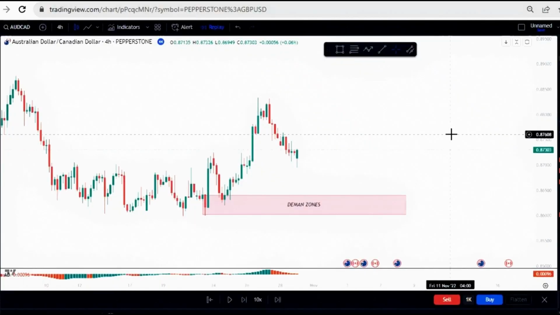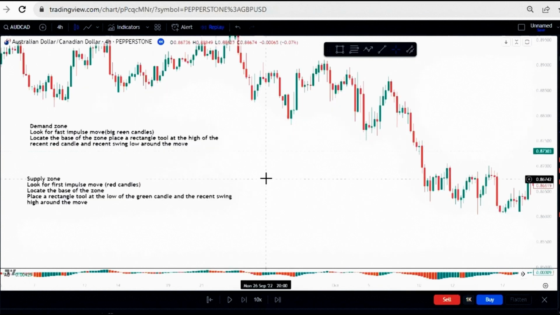Now we need to locate the supply zones, and to locate the supply zone, you need first of all to locate a first impulse move, which are red candles. This is a first impulse move. We have red candles with minimal or no wicks. So here we have a supply zone.